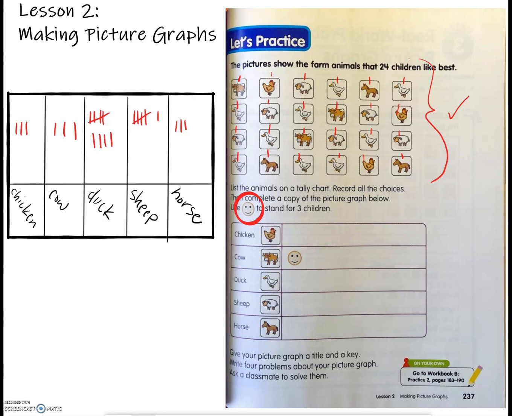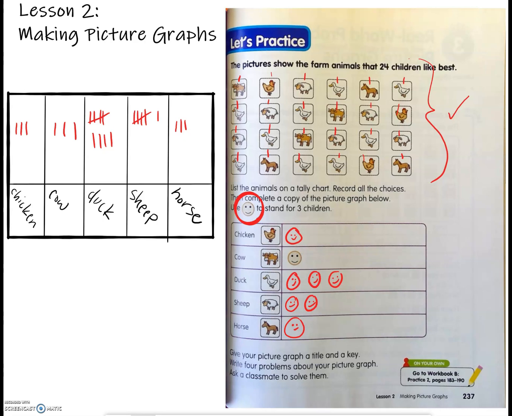Starting with chickens, I can see that I have 3 chickens, so that's just 1 smiley face. They already have cows filled in, that's 3. Next is the duck. I have 9 ducks, so that's 3 smiley faces. And sheep, I have 6, so that's 2 smiley faces. And then we have a horse. That's 3, so that's 1 smiley face.